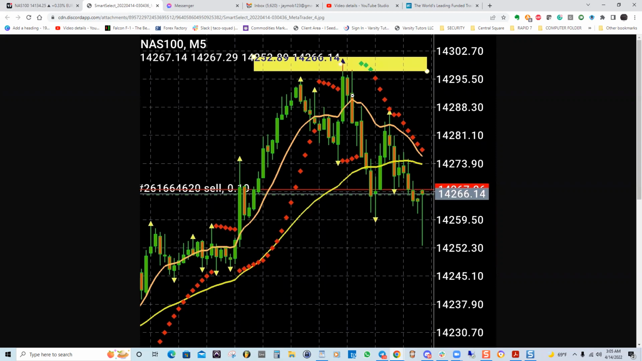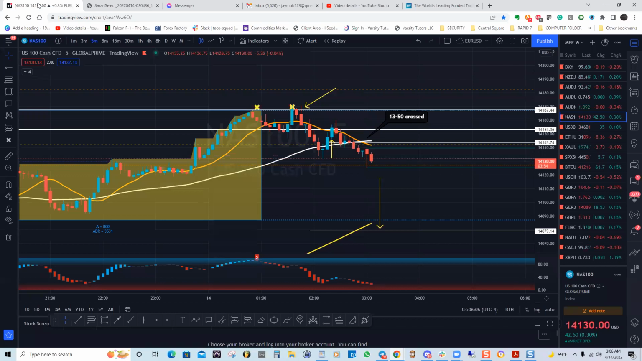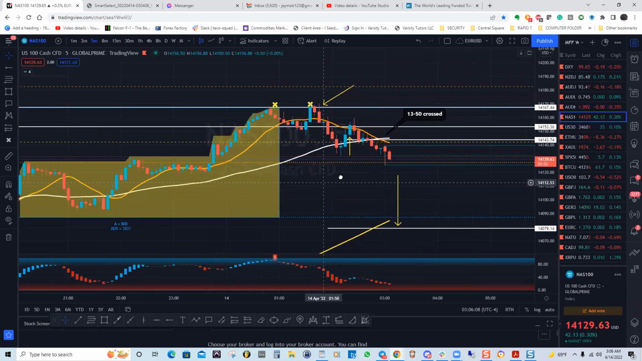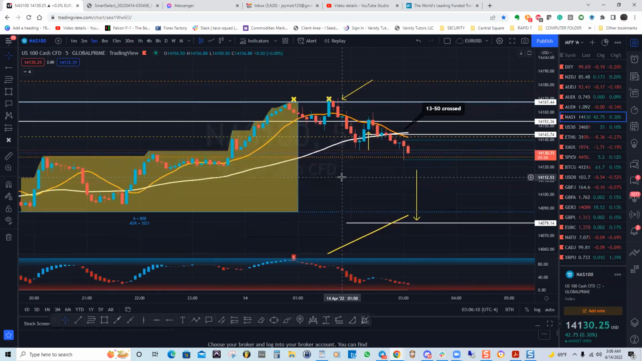Right when this candle here wicked into this area, as I was saying before, this is an exhaustion candle. That's an exhaustion candle showing resistance, and once that happened, we get in right here. And you see it's always crossing, getting ready to cross. But TradingView and MT4 are two different platforms, so you have to be mindful of that.